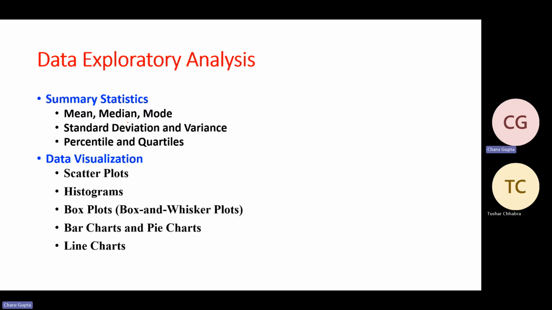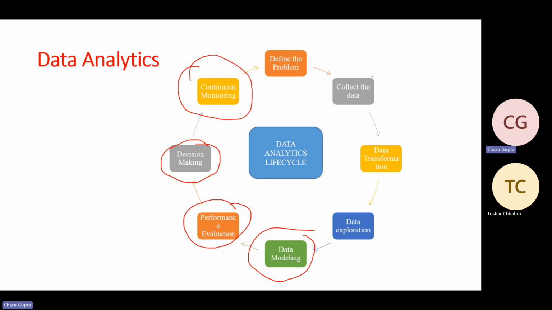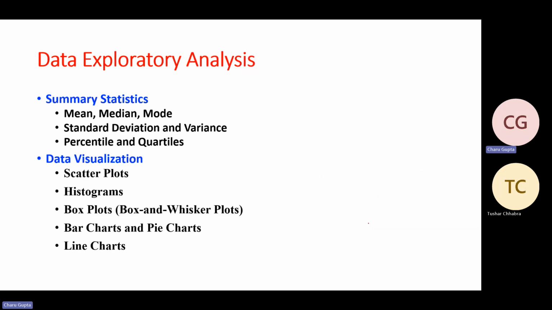So next, we have already covered data collection and data transformation in unit number one. Here we'll start with the data exploration techniques. Data exploration consists of two parts. One is summary statistics, wherein we find the mean, median, mode, standard deviation, variance, percentiles and quartiles. The second is data visualization, wherein we show the data in the form of scatter plots, histograms, box plots, bar charts, or pie charts. We show the data in pictorial form.